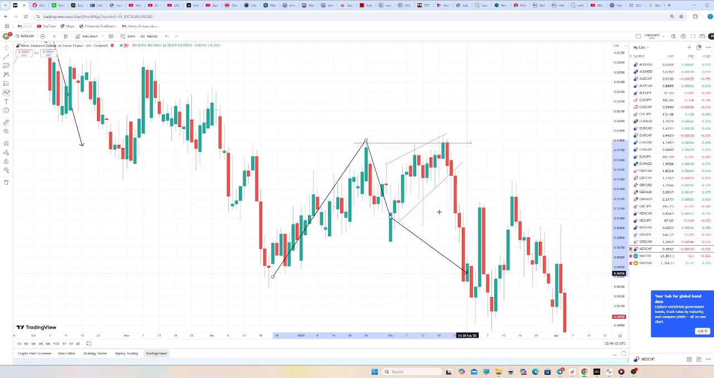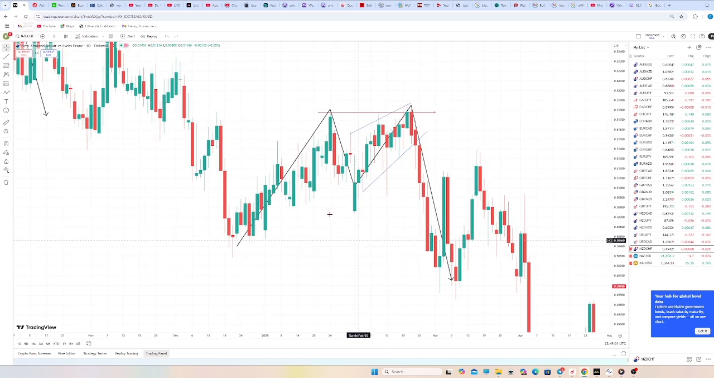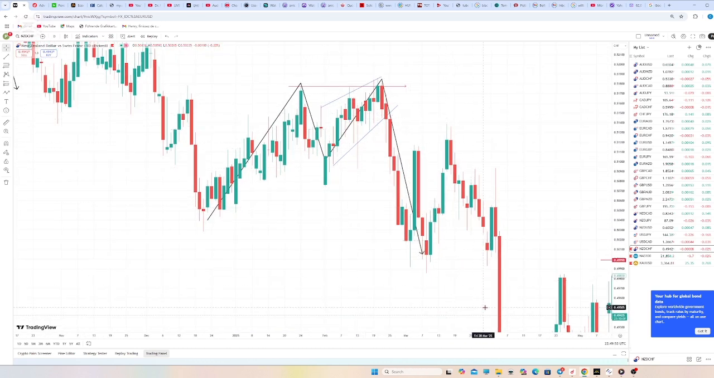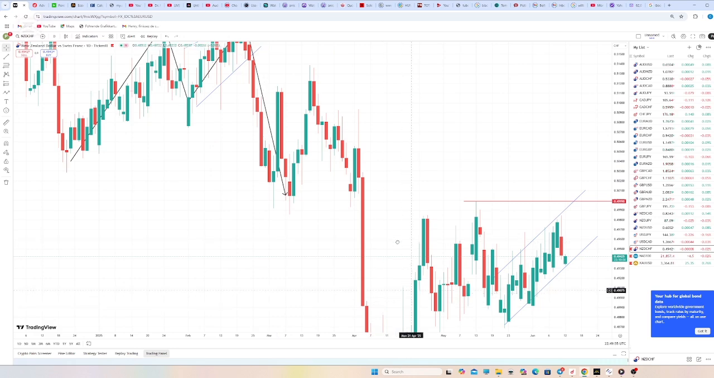So if we are to count the confluence, like how we did on the previous one, we have our M pattern, which is 1 confluence, our double top, which is 2, and our rising wedge, which is 3. So 3 strong reversal confluences confirming, and we had what? Our reversals. Okay, let's move on.